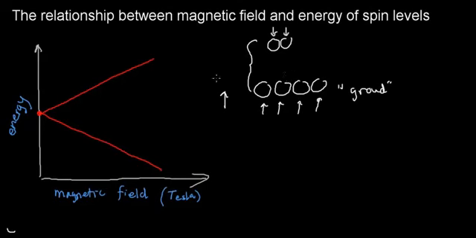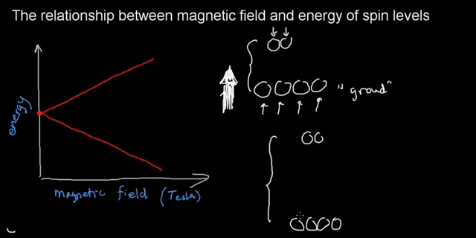It just so happens that if I increase the energy of the magnetic field, and this is, by the way, measured in units of Tesla, the distance between them, the energy between these two levels, is going to be greater. And that's what I mean by that.